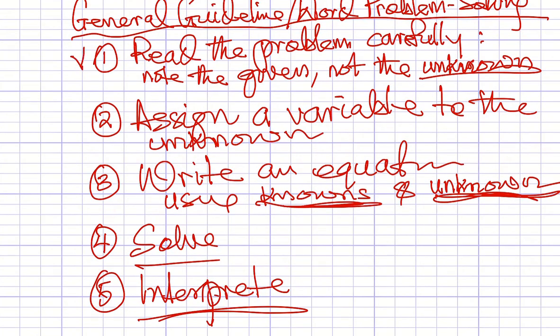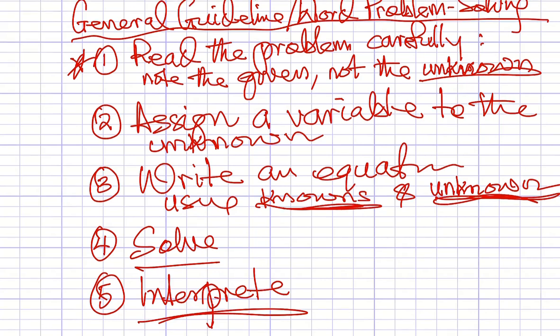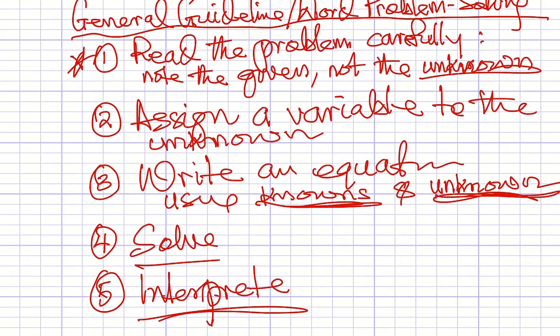The most important one is the first one: read it carefully. Understand the knowns, what numbers are given, and then understand the unknown. Look for the relationship between the knowns and the unknown. Once you get that, you assign a variable, or two variables, and then you write an equation. And then you solve. That's all. So let me give you some examples.